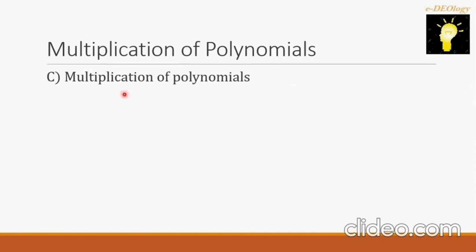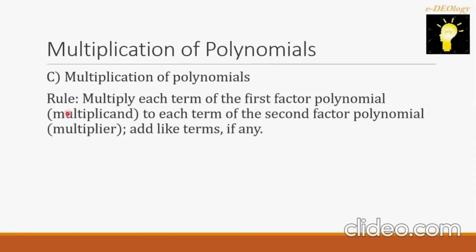Let's go now to multiplication of polynomials. The rule says multiply each term of the first factor polynomial, that is the multiplicand, to each term of the second factor polynomial, that is the multiplier. Then we add like terms, if any.